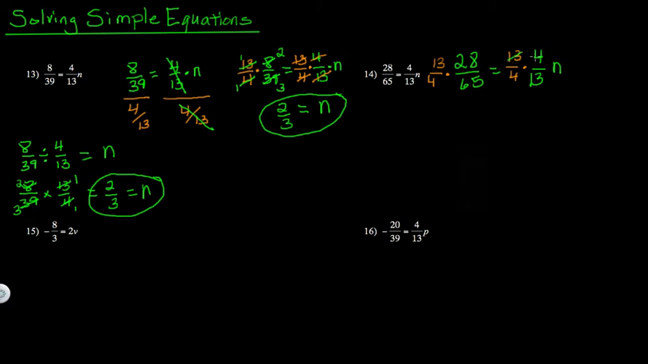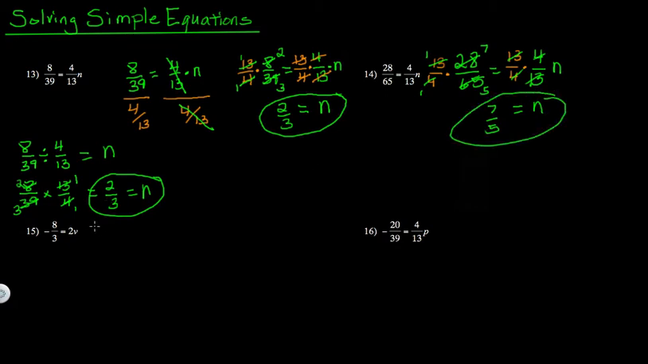So on the right, 13s cancel, 4s cancel. That leaves us with 1 times n, which is n. And on this side, we can simplify as well. 13 goes into 65 5 times. And 4 goes into 28 7 times. So this becomes 7/5 is equal to n.